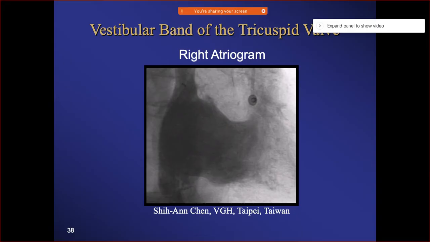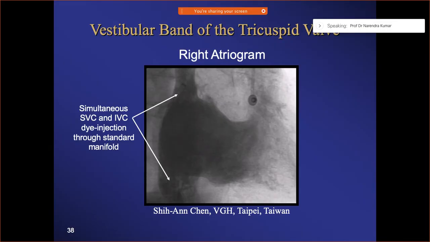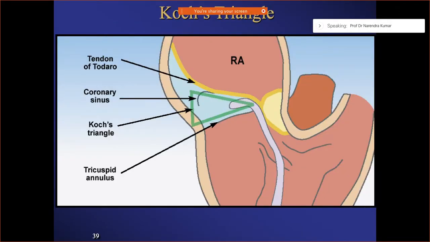This is a beautiful right atriogram which shows simultaneous SVC and IVC dye injection through the standard manifold and the vestibular band of the tricuspid valve. A beautiful diagram originating from Taipei. So this is the Koch's triangle I was talking about. It's very important. It's a quick illustration of how this beautiful anatomy is made.